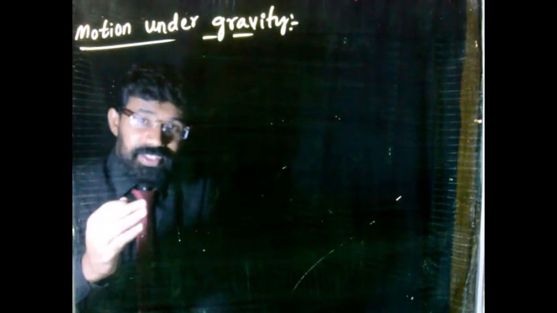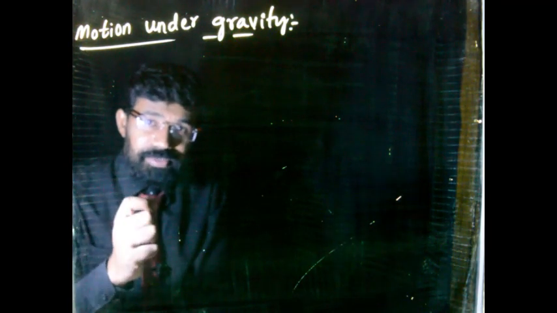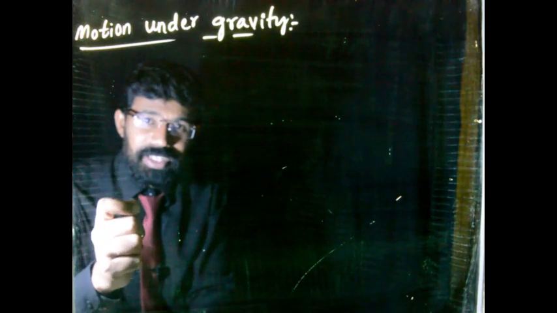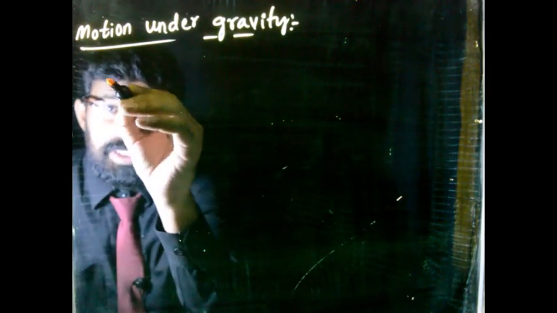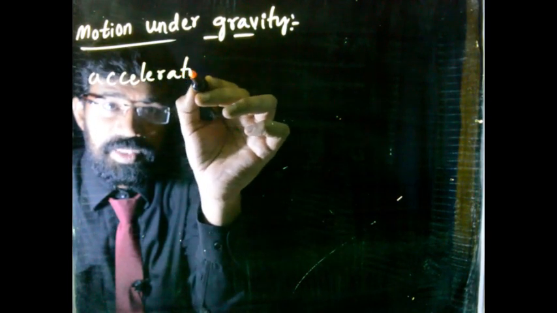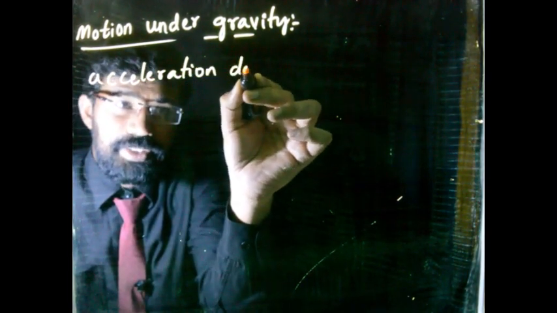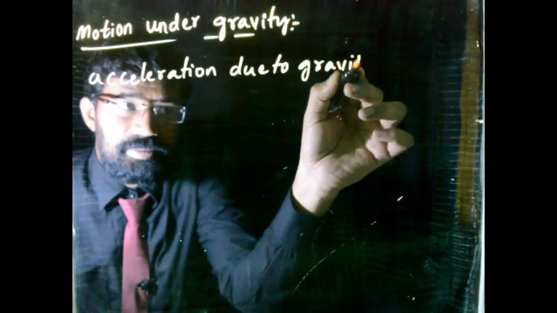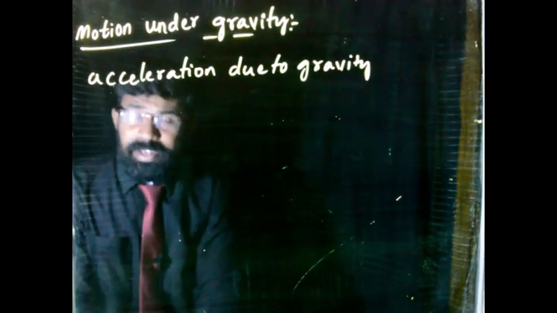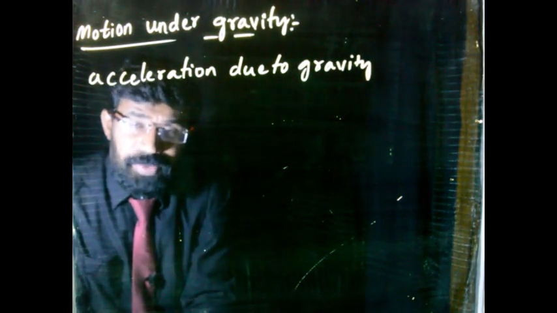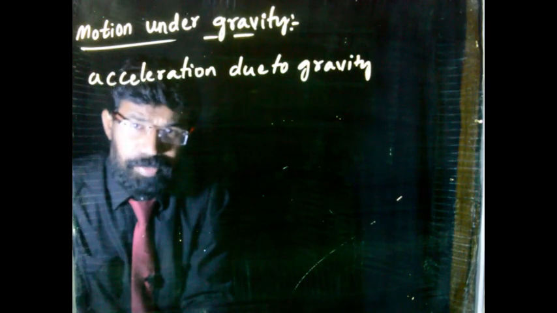When we start the discussion related to motion under gravity, you will always be informed about one very important key point. That key point is connected with acceleration due to gravity. I'll tell you what acceleration due to gravity is. See, acceleration due to gravity. So when you project a body in the upward direction, what happens?